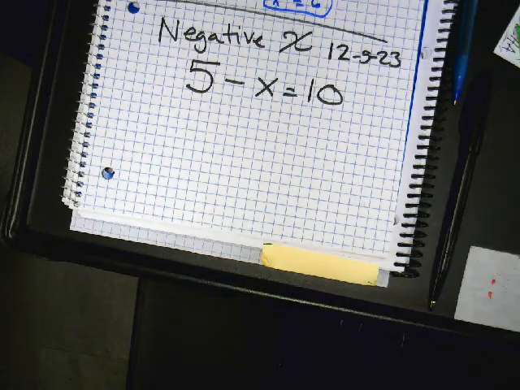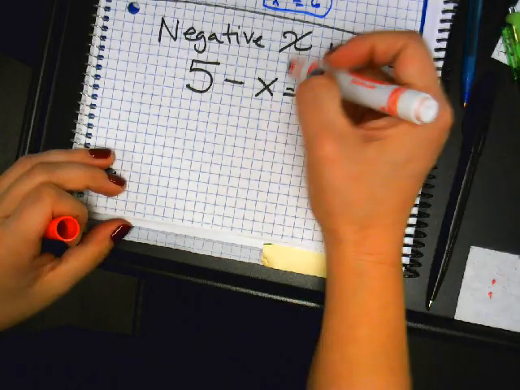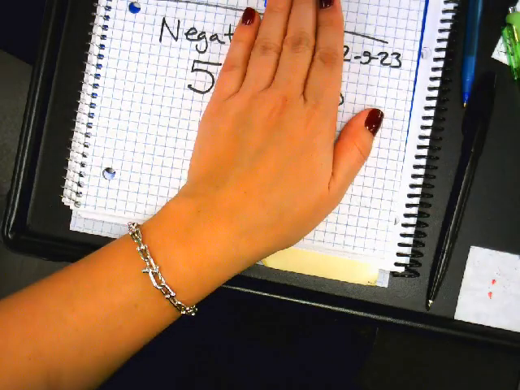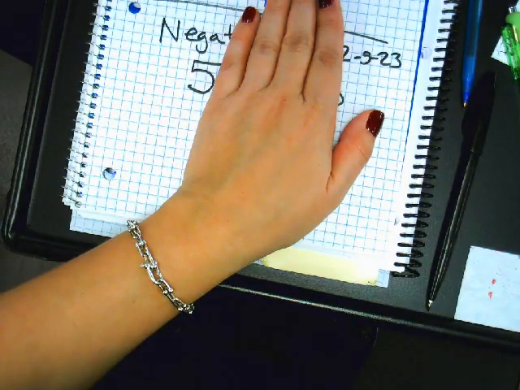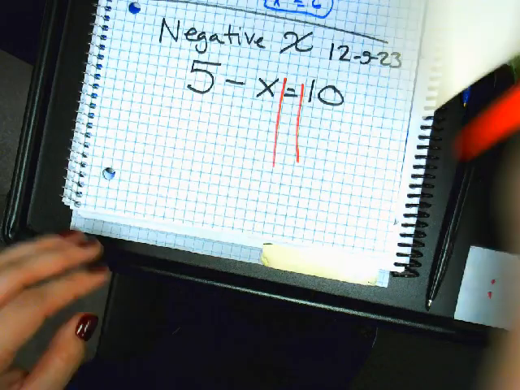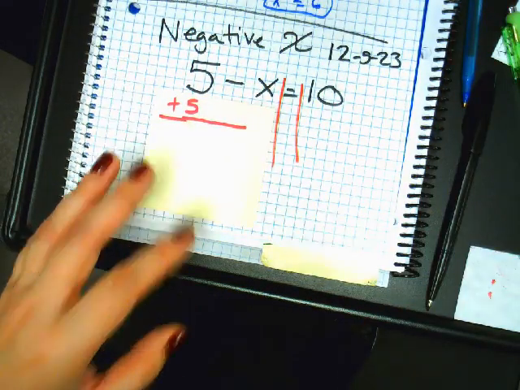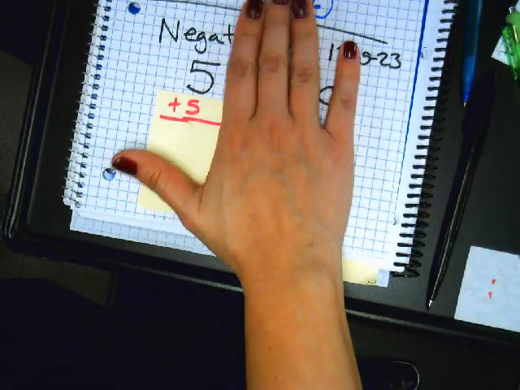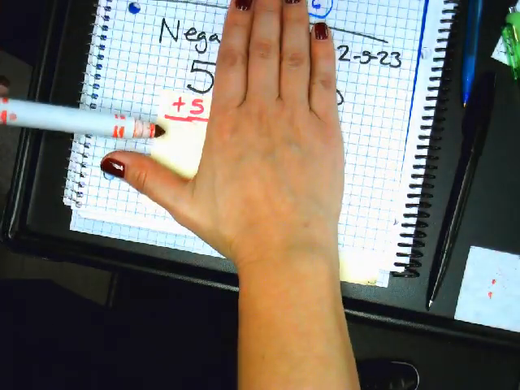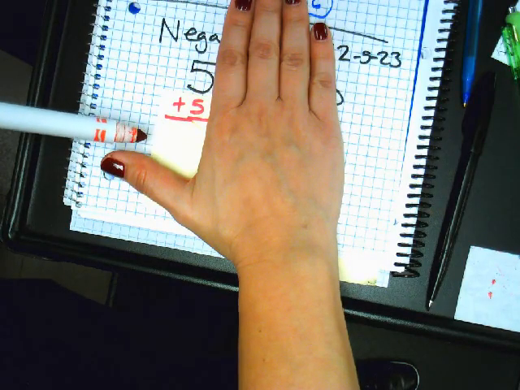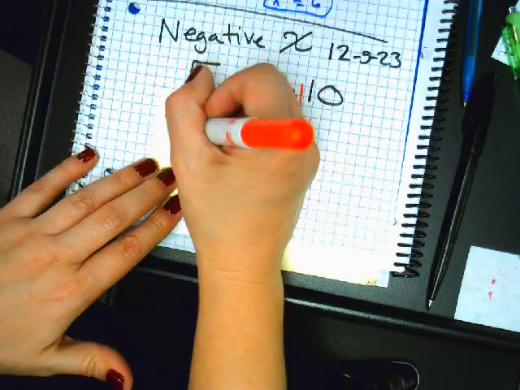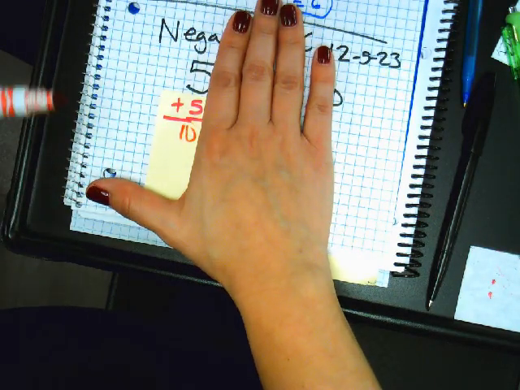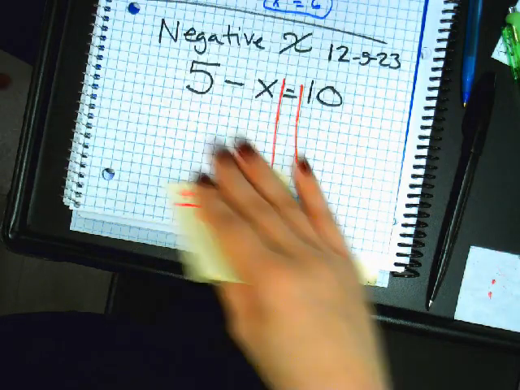Okay, we're going to start off traditional, drawing your bars. We need to move the 5. How do I make this 5 disappear? If I add 5, 5 plus 5, is that going to give me 0? No, it's going to give me 10. But what do I want to happen? I want this to be 0. So can I add 5? I have to minus it.